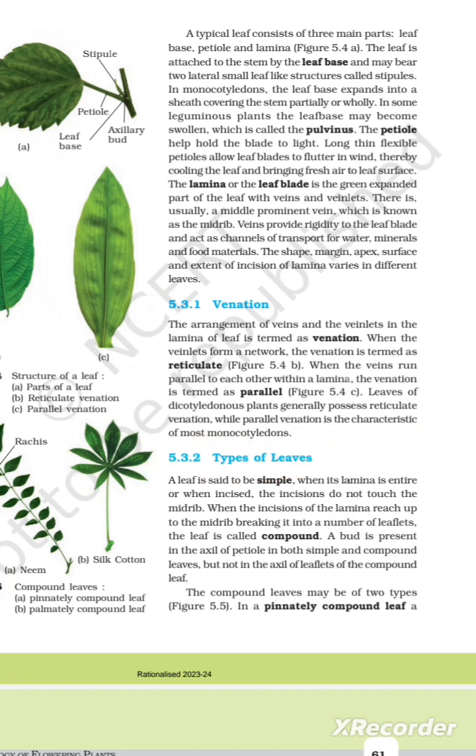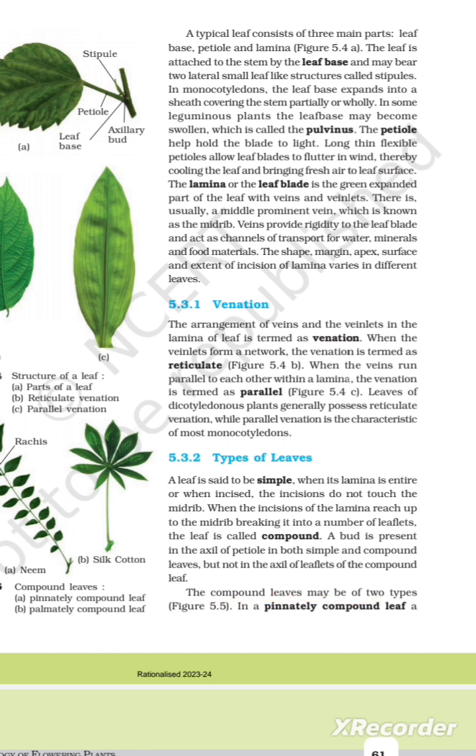5.3.2 Types of leaves. A leaf is said to be simple when its lamina is entire or when incised. The incisions do not touch the midrib. When the incision of the lamina reaches up to the midrib, breaking it into a number of leaflets, the leaf is called compound. A bud is present in the axil of the petiole in both simple and compound leaves, but not in the axil of leaflets of the compound leaf.